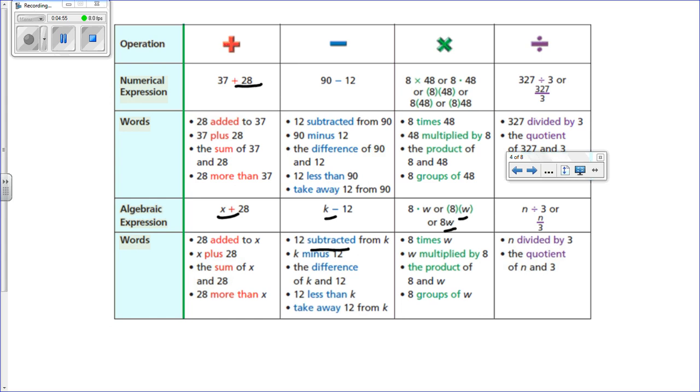And finally, we have division. For the numerical expression, we have 327 divided by 3, or by using the fraction bar, 327 over 3. So we have 327 divided by 3, the quotient of 327 and 3. Then we have our algebraic expression where we use n divided by 3 or n over 3. So n divided by 3, the quotient of n and 3.